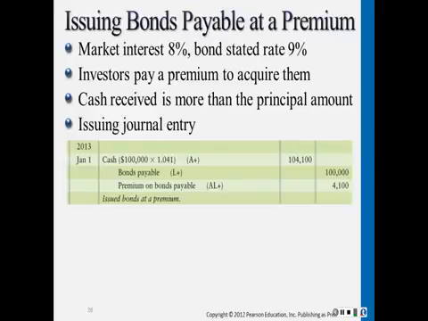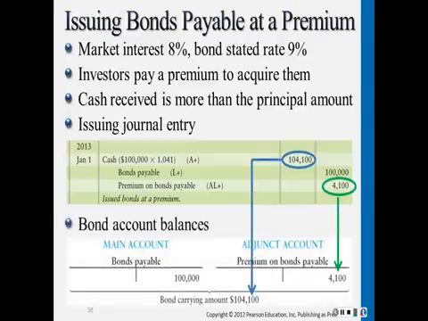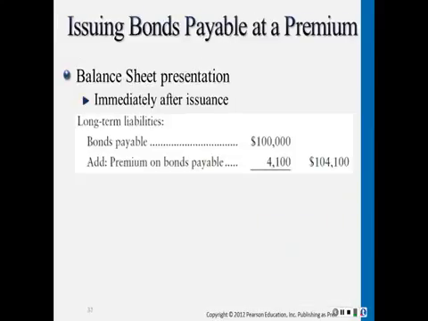The premium is an adjunct account to bonds payable. Adjunct accounts are related accounts that have the same normal balance and that are reported together on the balance sheet. The balance sheet presents the carrying value of the bonds. It displays the maturity value of the bonds plus any bond premium to arrive at the carrying value.